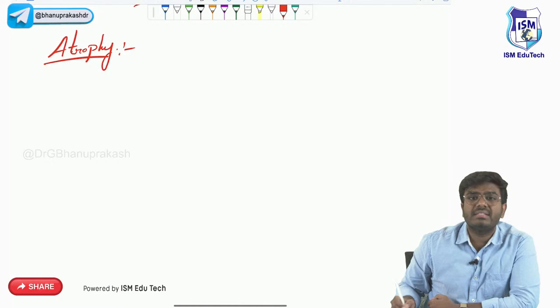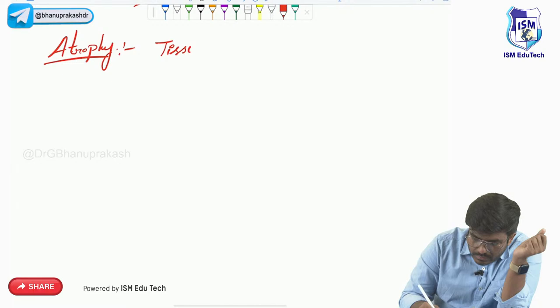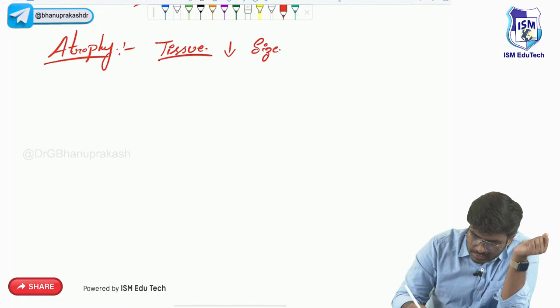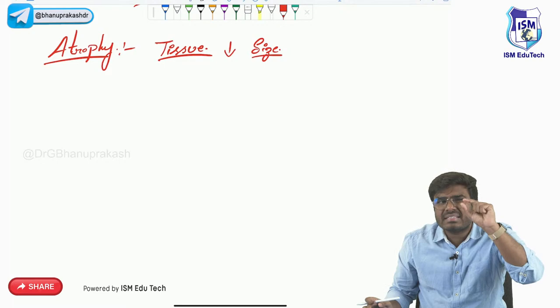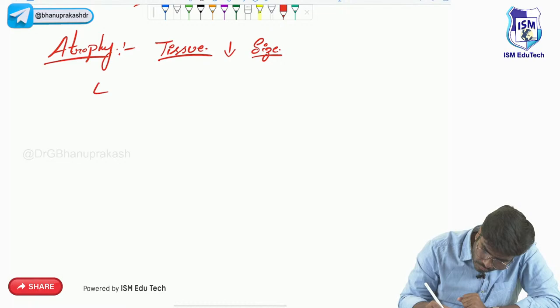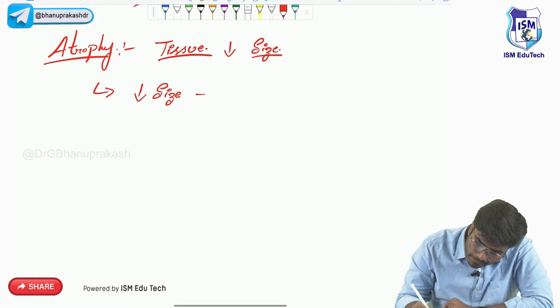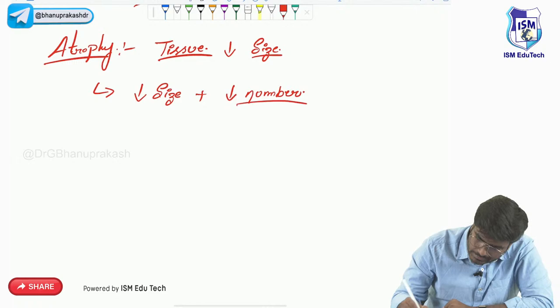Now, after this, the next type of cellular adaptation is atrophy. Now, what exactly is atrophy? A tissue or a particular organ is decreasing in size. For example, atrophy of my muscles. If you look at my biceps, if it is decreasing in size, this atrophy is because of a decrease in the size of the myocytes or a decrease in the number of the myocytes. In atrophy, there is a decrease in the size of a cell plus a decrease in the number.